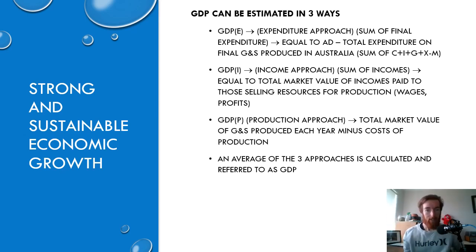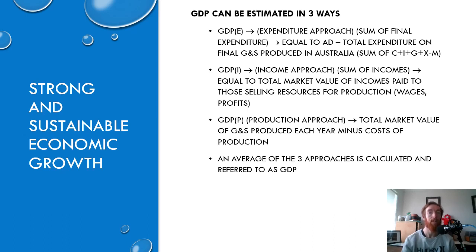So when we look at GDP, it's considered to be an estimation. And the reason why it's considered to be an estimation is that it's impossible to actually work out the exact value of production, because there's some estimation involved, especially with a lot of agricultural production. When you produce, say you're making grain and you're shipping grain, it's really hard to know exactly how much you are producing overall. So we estimate in 3 ways, and we average out those 3 approaches to get the actual GDP figure. So the first one is the expenditure approach, which is the sum of final expenditure, which is equal to aggregate demand, and the total expenditure on final goods and services produced in Australia.